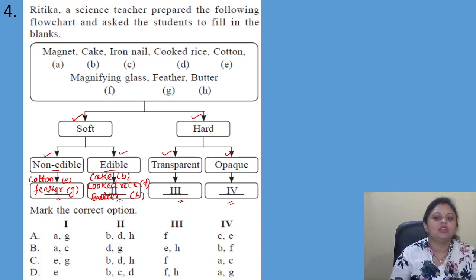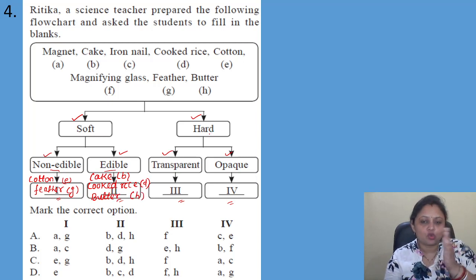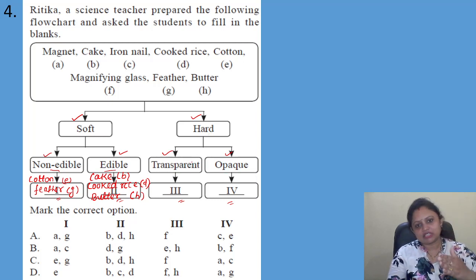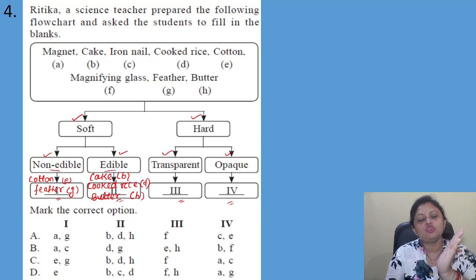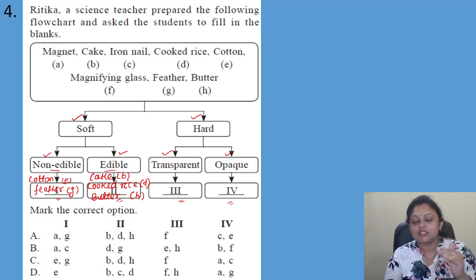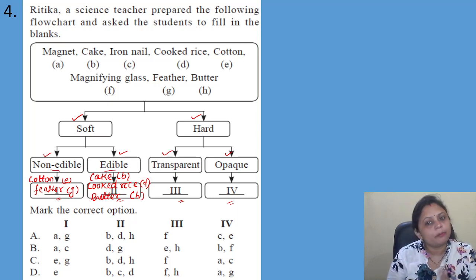Coming to hard substances, we have also classified them into two types, transparent and opaque. You know what is transparent? That allows the light to pass through it. It allows light to pass through it, okay? And opaque, the substances which do not allow the light to pass through it.